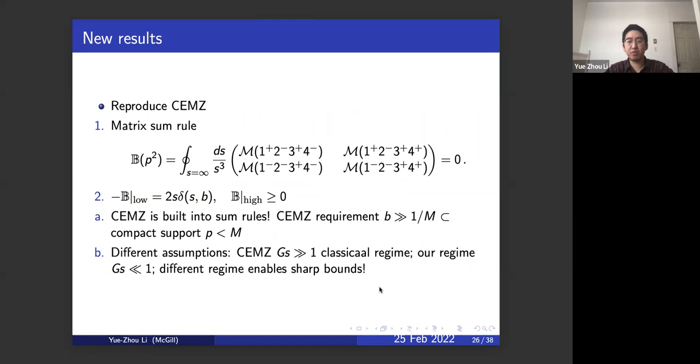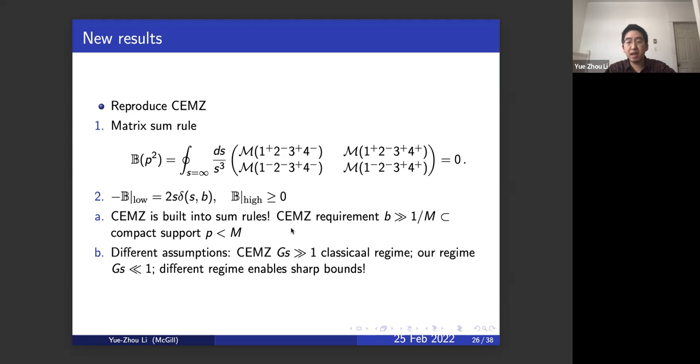So we can actually reproduce the CMZ. The idea is that we can write down the matrix sum rule at some limit of our sum rule, and then at low energy it gives 2s times the eikonal phase, and at high energy it must be positive. So this proves the thing from the CMZ argument. That means CMZ is built into the sum rule, rather than just being an argument like measuring the shockwave time delay and so on.